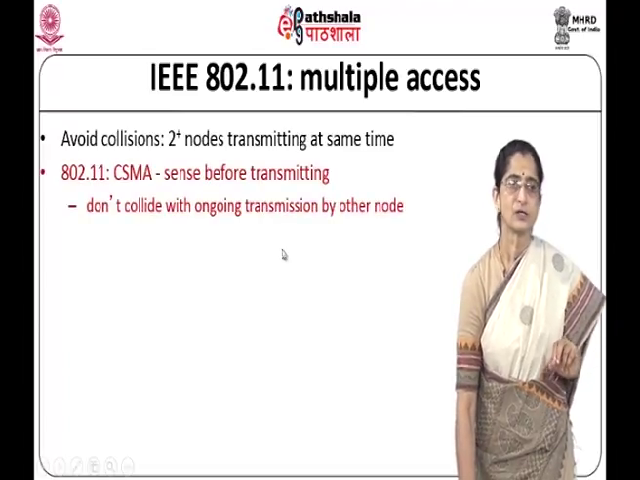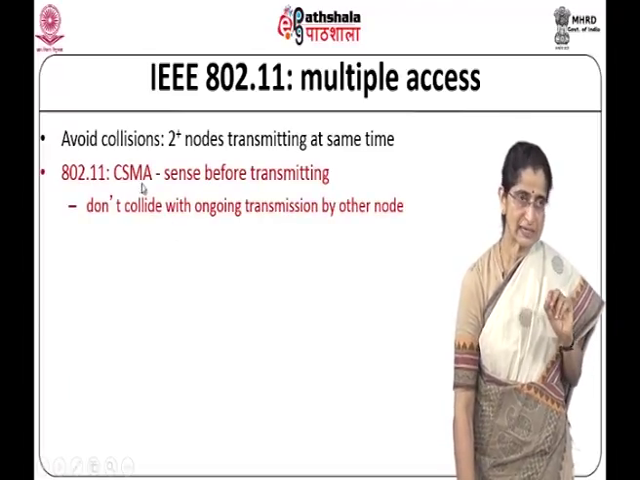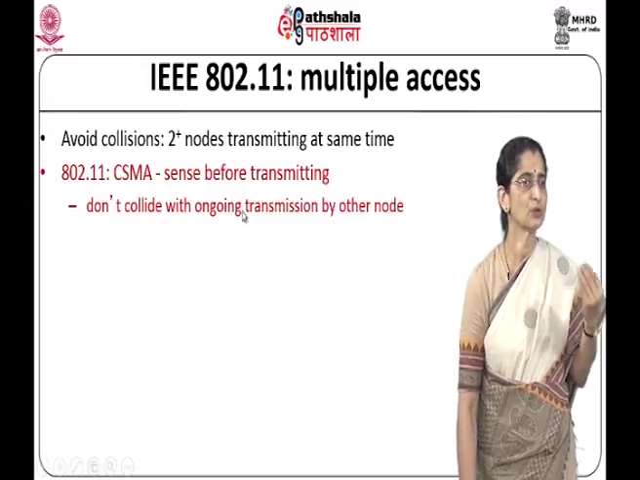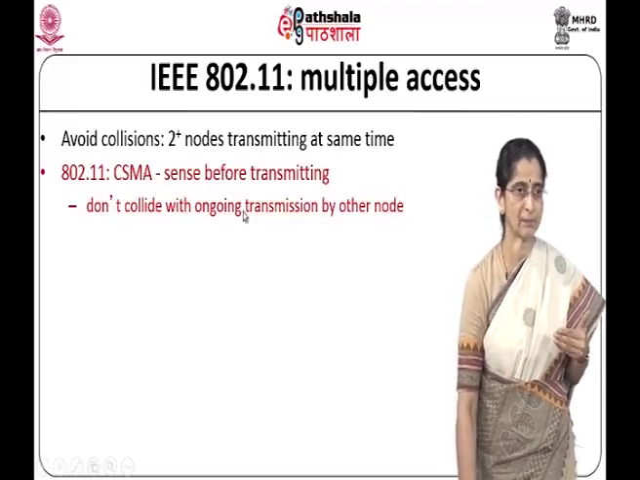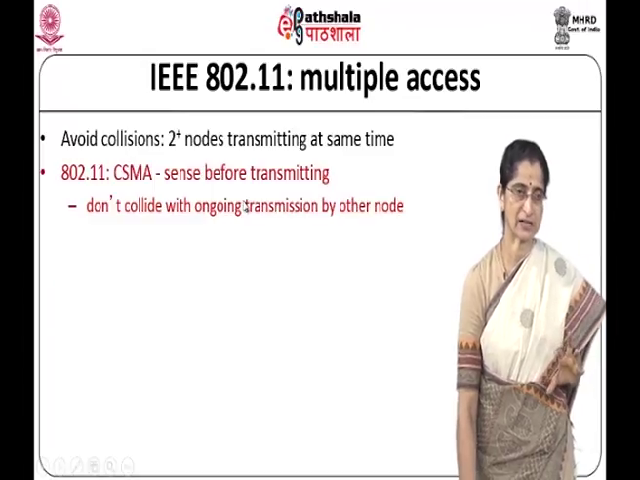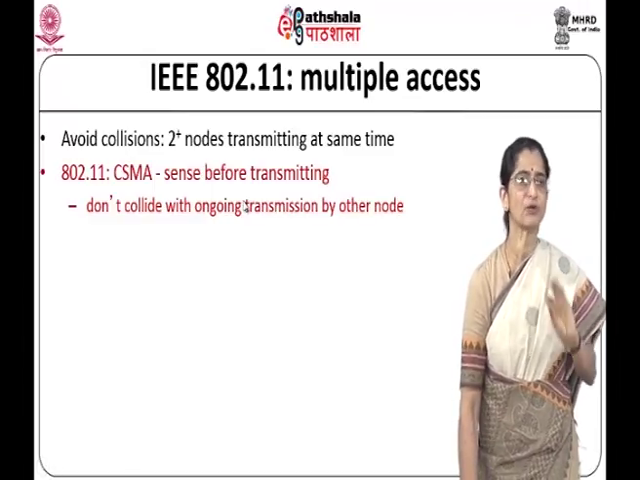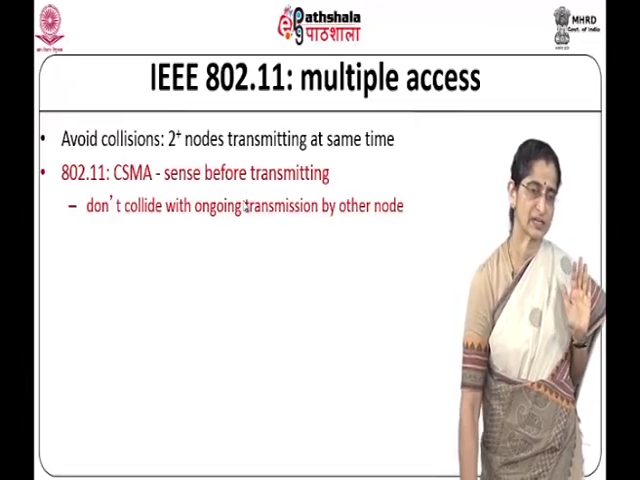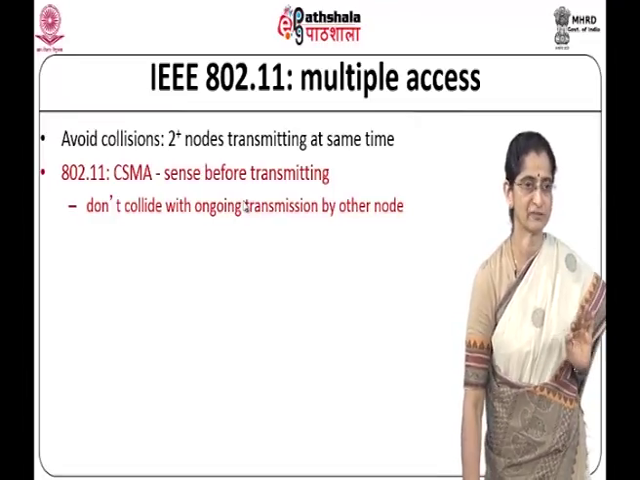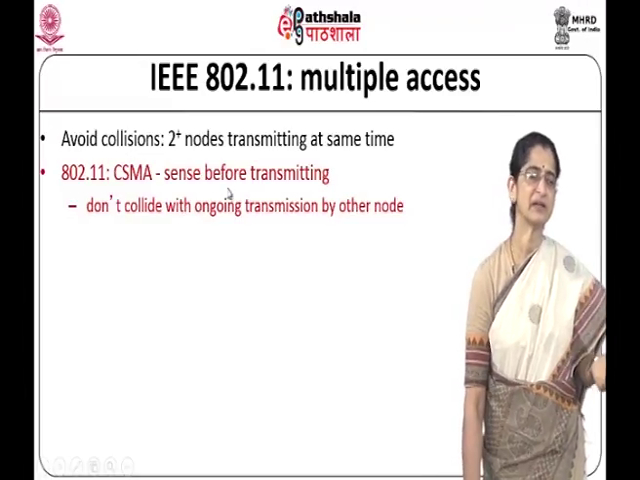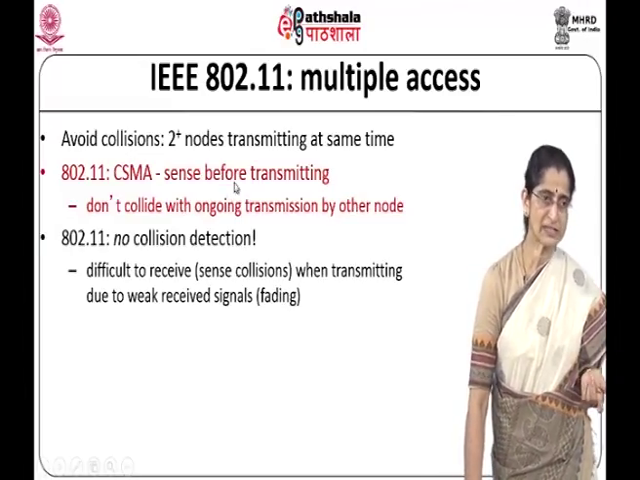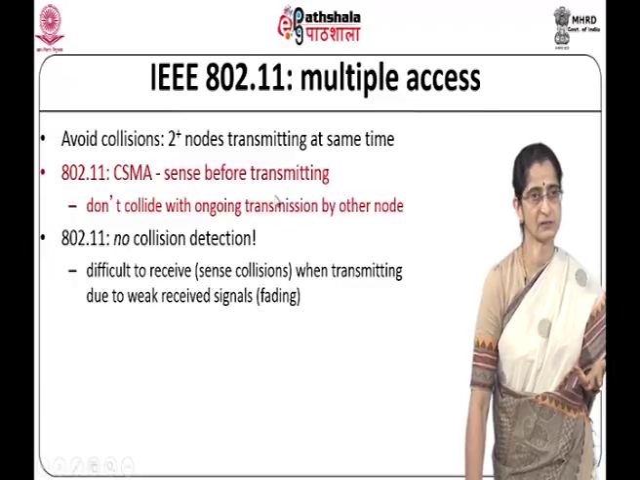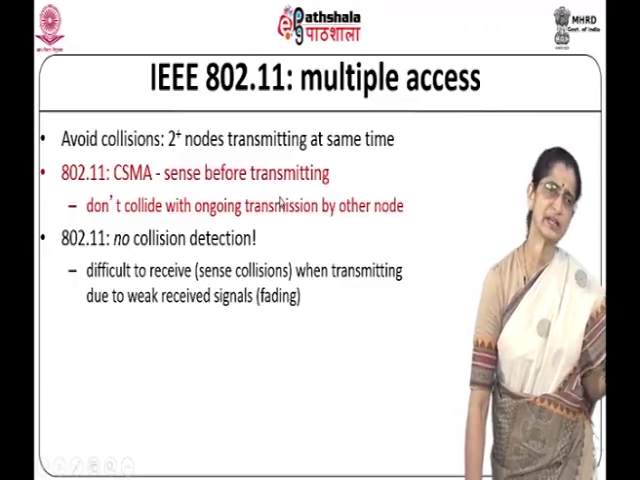First thing, of course, we will use a CSMA technique, which is very similar to what we have in Ethernet. That is the CSMA part, carrier sense multiple access. That is, you will sense the carrier before you transmit. If there is already some transmission going on, obviously we do not want to transmit at that time. You do not want to collide with an ongoing transmission. So you will sense the medium before you transmit, and if you find that there is no transmission, then you could transmit.